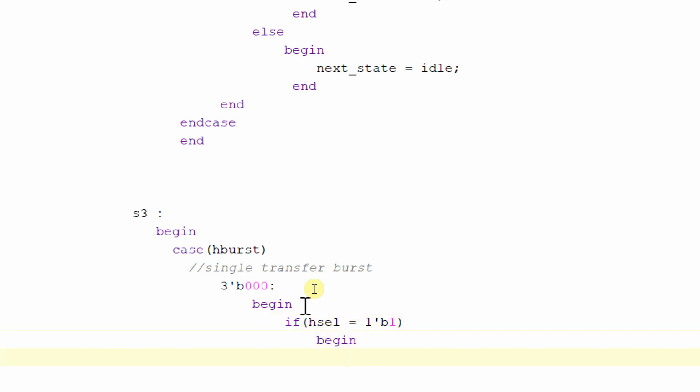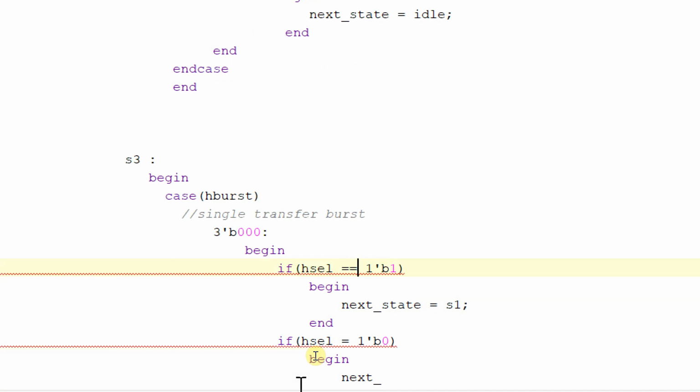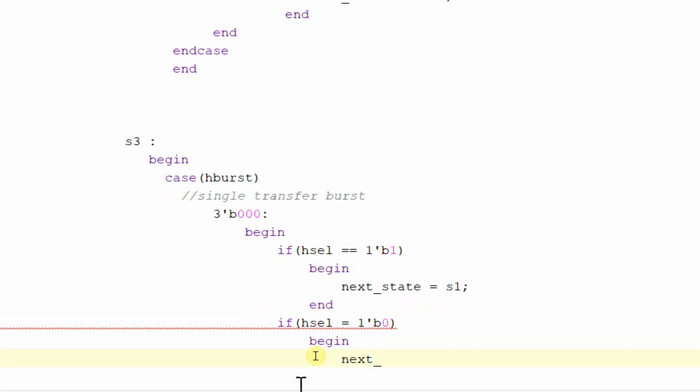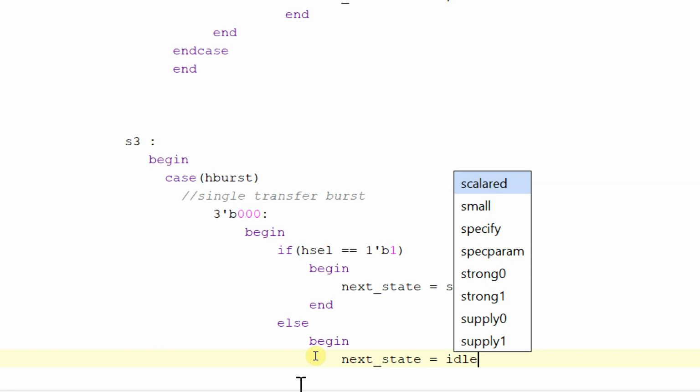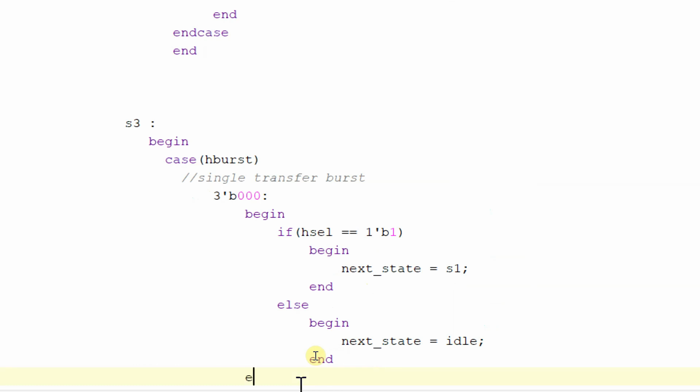Beginning this, if H select is equal to 1'b1, then begin, next_state will be equal to S1, ending this. And if H select is equal to 0, then begin next_state, else begin next_state will be equal to idle, and ending this case also.